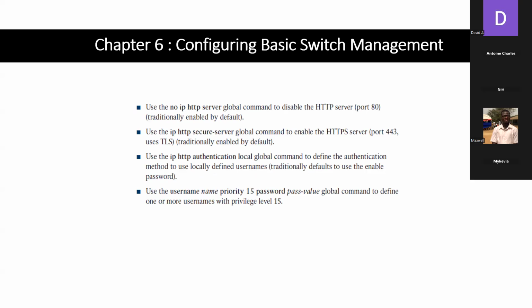A couple of the things that would be configured today or by default, right? Because Cisco's come a long way. Web UI wasn't a normal thing. There are a couple of things you can configure to make your switch a little bit secure. One, use the no ip http server global command to disable the HTTP server on port 80. This is enabled by default right out of the box, and we want to disable that.